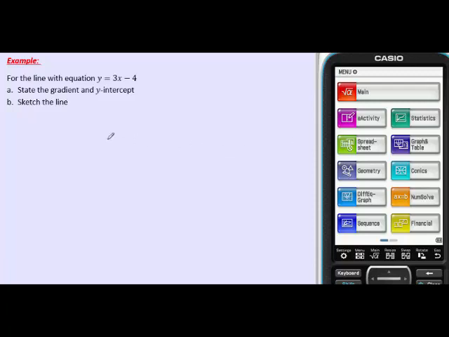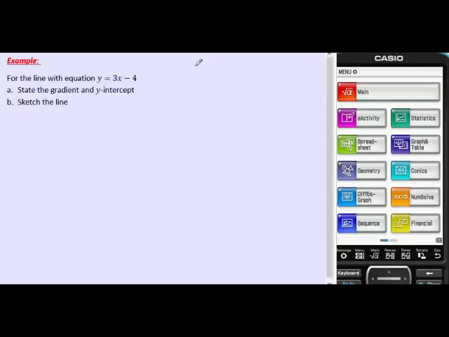We've got a question here that's asking us to state the gradient and y-intercept of a given line and then sketch the line. And we're going to use the calculator to help us do that. So first of all, let's look at this line. You can see this is in the format of y equals mx plus c. And m is the gradient and c is the y-intercept.